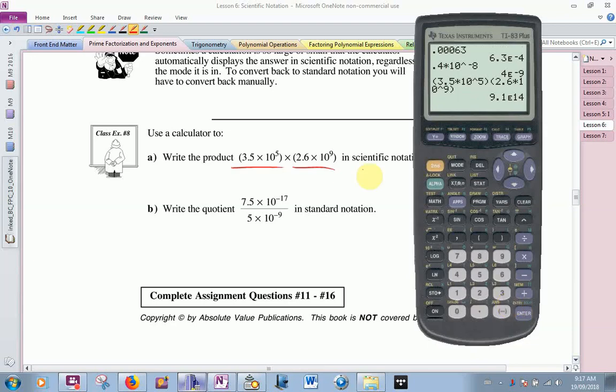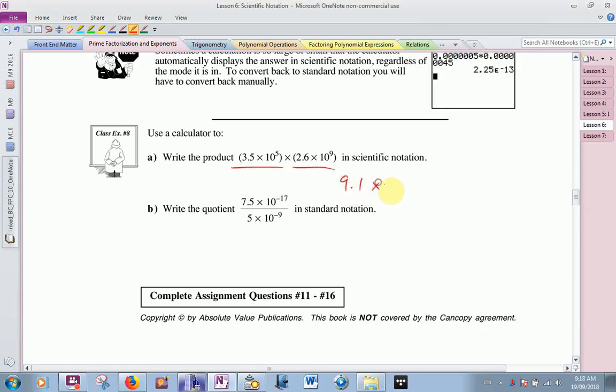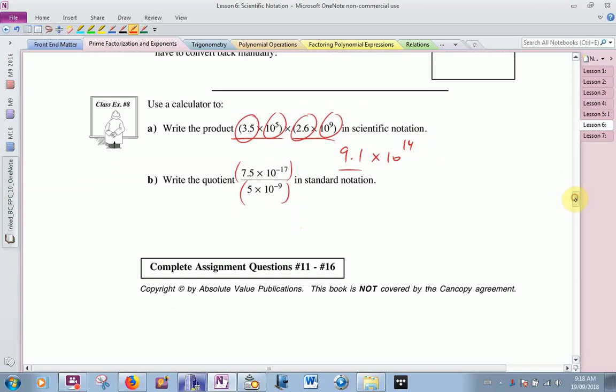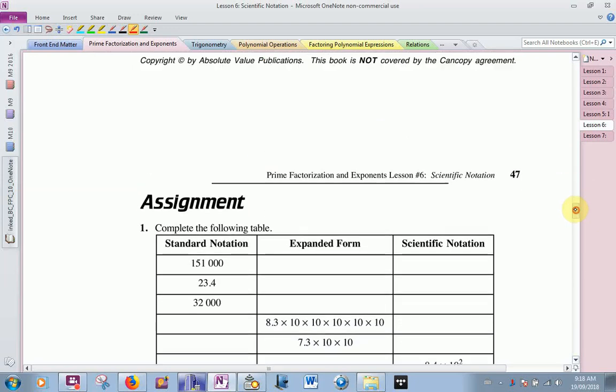9.1 times 10 to the 14, okay? And in this case, was that just this times this is 9.1? 10 to the 5th plus 10 to the 9 is 10 to the 14? Yes, but it doesn't always work that nicely, okay? Quotient, well, you just divide, but same thing on your calculator, okay? No point in me putting that in and showing you. That's it. Scientific notation.